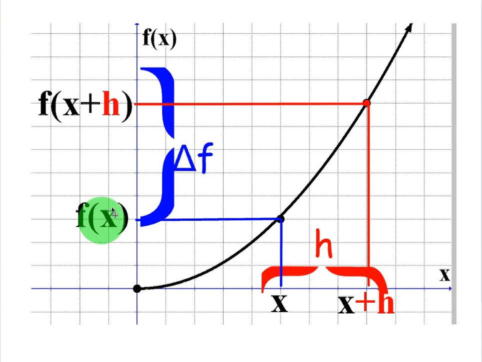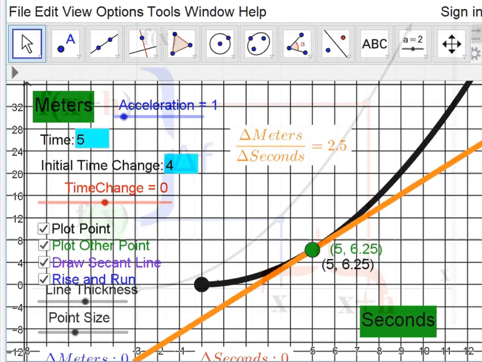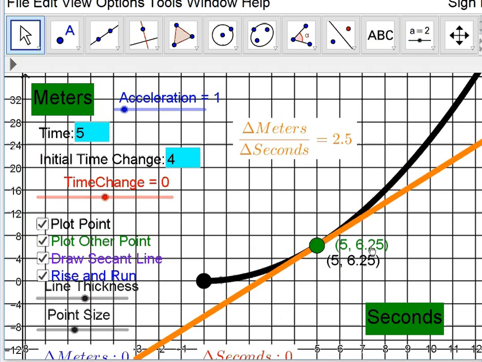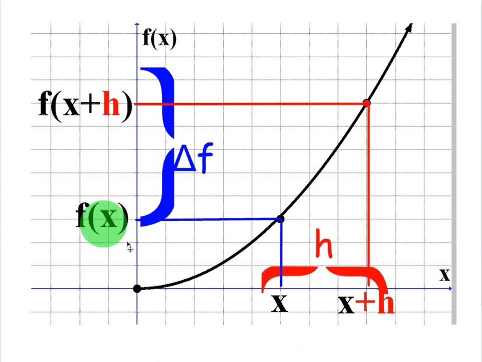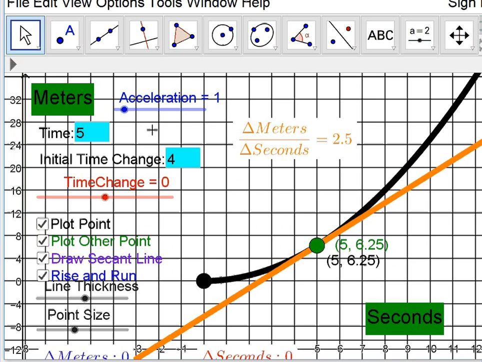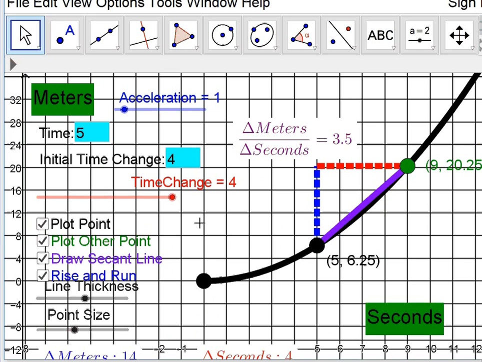So what are the other two components? Well, obviously the first y value we're going to call f of x. In our car example, the first y value is 6.25. It went 6.25 meters. The second f value is just f of x plus h, because your second x value is x plus h. So if you wanted to talk about what that y value is, it would just be f of whatever that is. And again, the corollary for the car example, our second x value was 9. Our f of x plus h would have been 20.25.